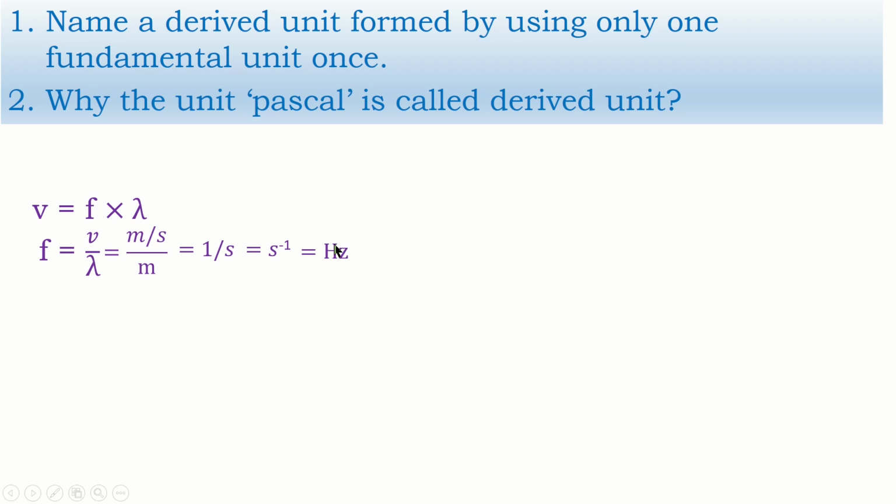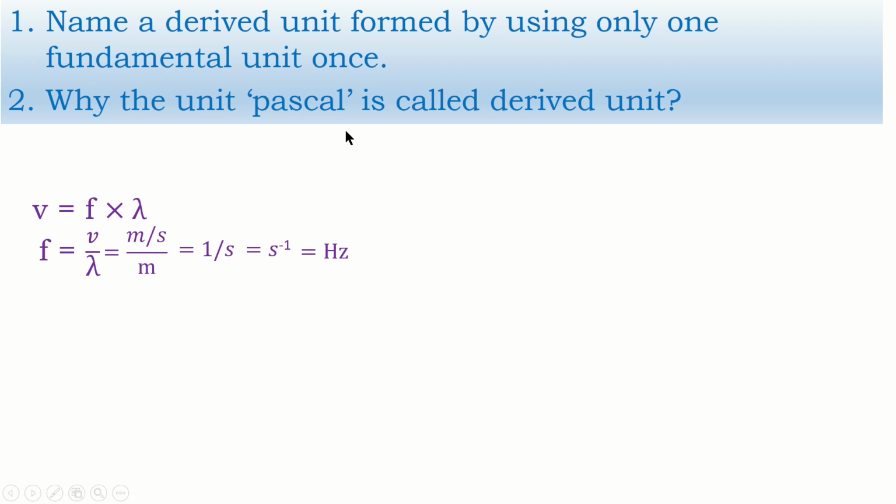It means this is the answer to this question. What is the question? Name a derived unit formed by using only one fundamental unit once. The name of the derived unit is what? Hertz. And in this unit, second is used only once. If 1 is divided by second, then we have second to the power minus 1, and this is Hertz. Now let's go to another question.